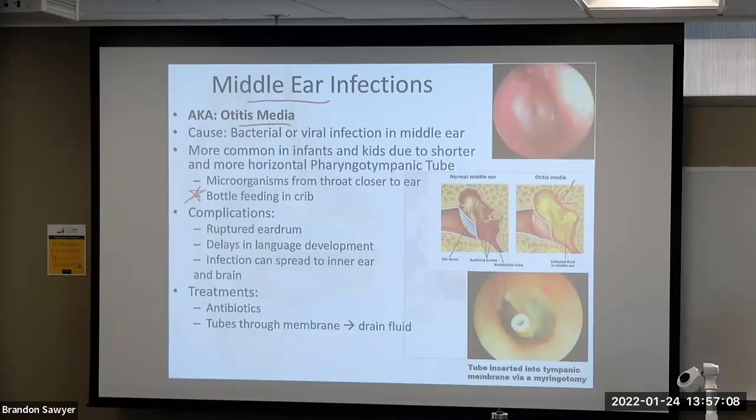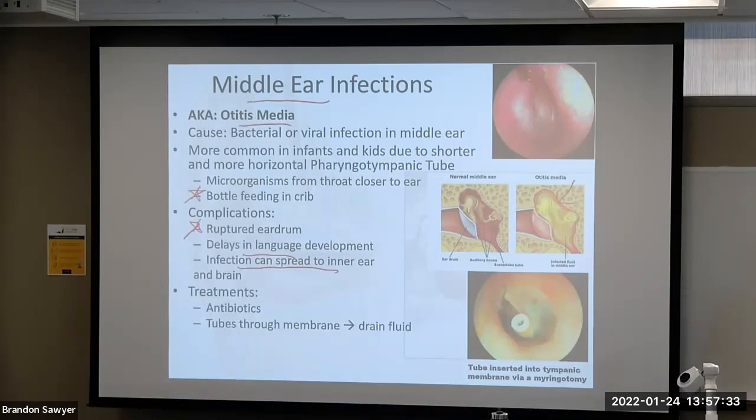But yeah, some of those complications we talked about: ruptured eardrum. If this happens too much in children, then this can delay speech and language development. And if it gets really bad, this can get into your inner ear. If it gets into your inner ear, it can obviously lead to deafness, proprioception issues. But once you're in the inner ear, you're very close to the brain at that point, and it can actually make its way all the way into the brain.